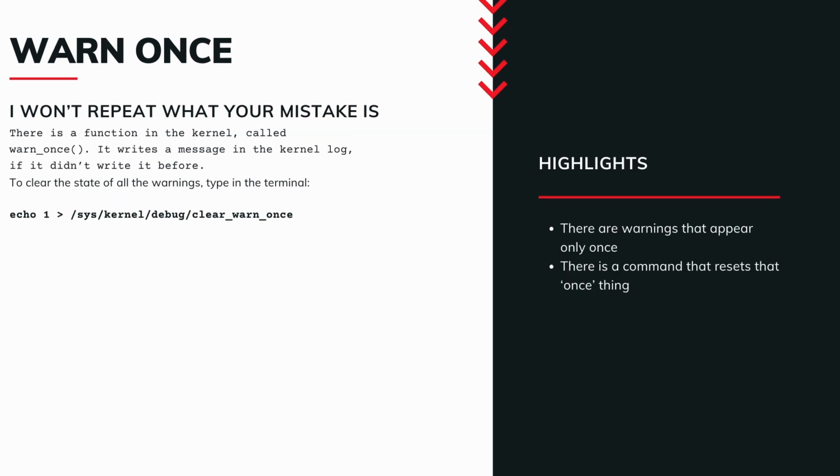Second, there is a type of warning that appears in the kernel log only once. These warnings may contain important information for debugging, but if you've missed them, they won't appear again. This can be reset by executing this command here on the slide. So, if some function is just not working without logging any error, it makes sense to try running this command to reset this warn once thing.